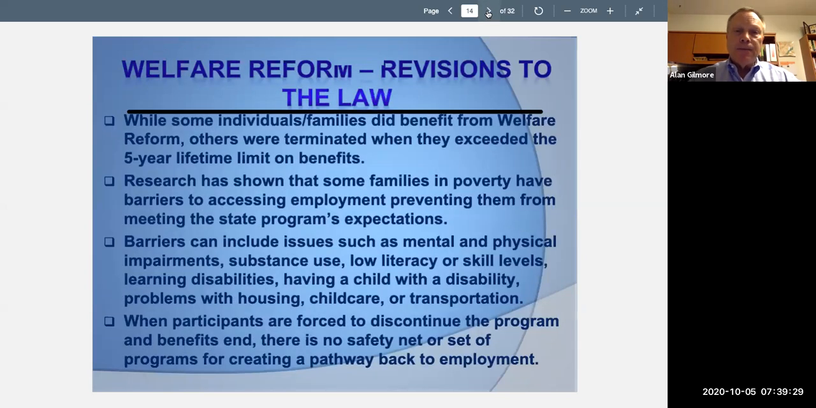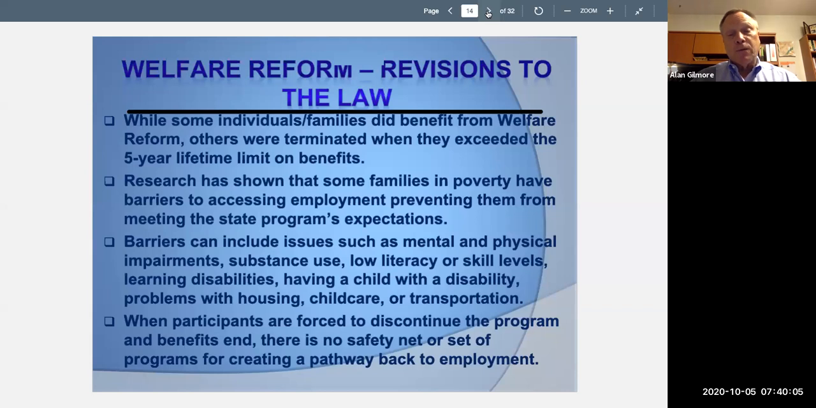While some individuals' families did benefit from welfare reform, others were terminated when they exceeded the 5-year lifetime limit on benefits. Research has shown that some families in poverty have barriers to accessing employment, preventing them from meeting the state program's expectations. So barriers can include issues such as mental and physical impairment, substance use, low literacy or skill levels, learning disabilities, having a child with a disability, problems with housing, childcare, or transportation.